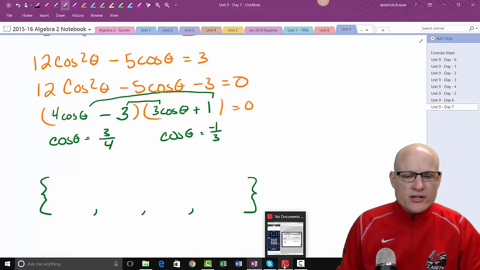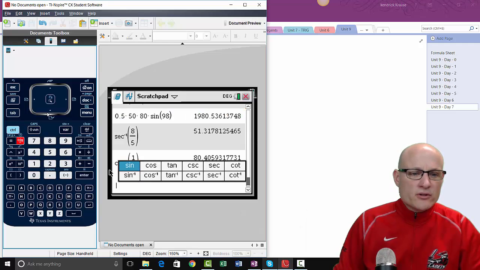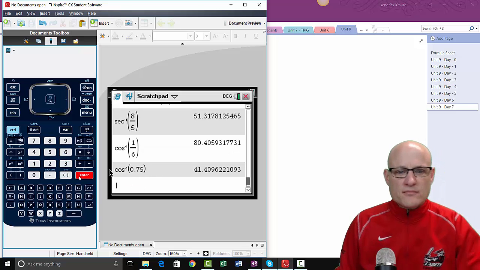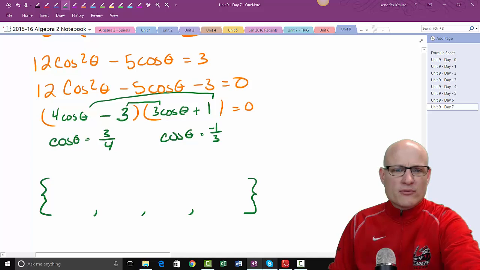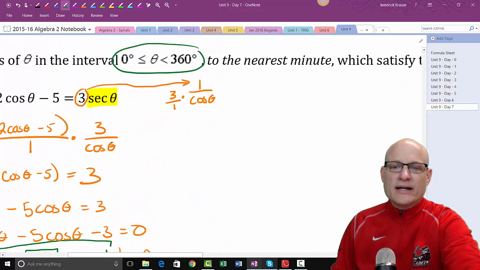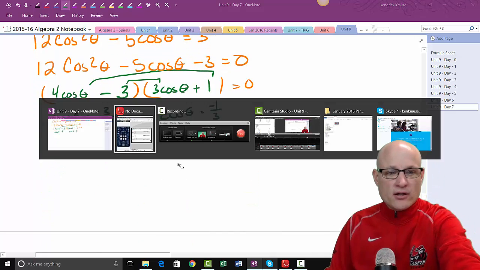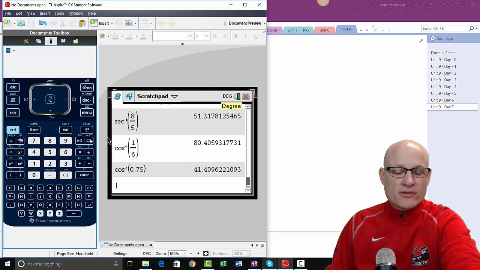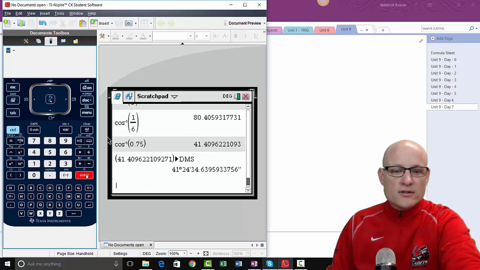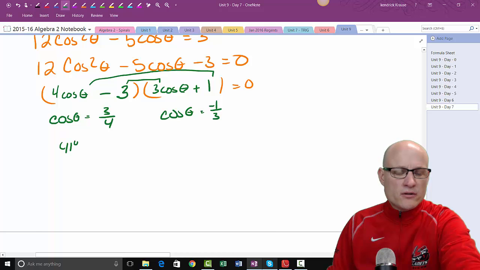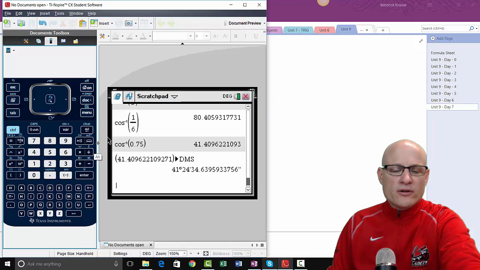All right, so let's do the inverse cosine of 3/4. So inverse cosine of 3/4, 0.75. 41.4. What do we want to round to on this one? Oh my gosh, nearest minute. All right, let me erase this. So we got, oh man, this problem's going to be crazy. So now I got to DMS this thing. Nearest minute, 41, 24, and 34 seconds.